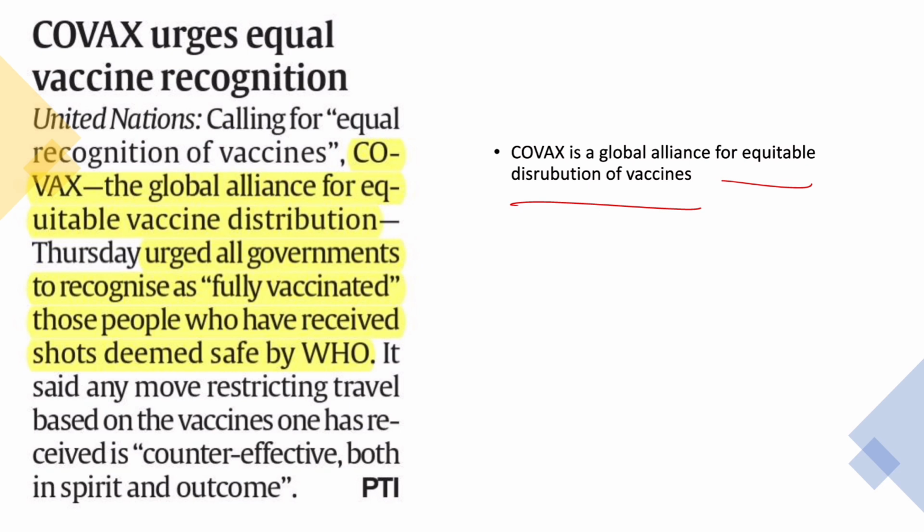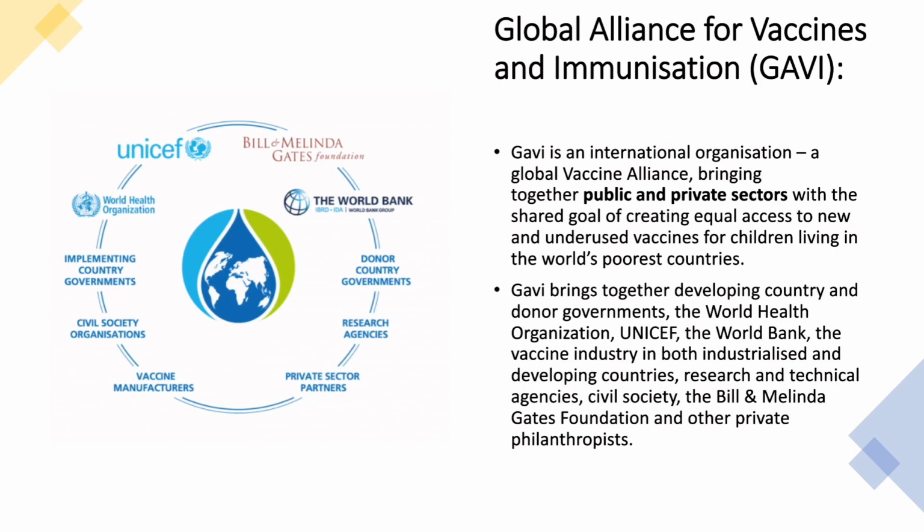So while we are here, another important name that should be discussed is Gavi. Gavi stands for Global Alliance for Vaccines and Immunization. Gavi is an international organization, a global vaccine alliance bringing together public and private sectors. Its goal is to create equitable access to vaccines. Its members include countries, WHO, UNICEF, World Bank, Bill and Melinda Gates Foundation, industrialists, and other philanthropists.